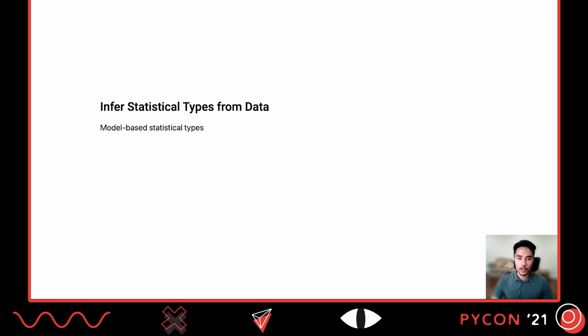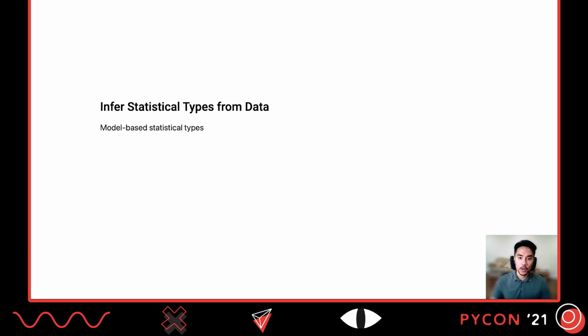And finally, maybe the wackiest idea is to infer statistical types from data. And the rationale behind this is that it's not always the case that my data can be neatly categorized by the theoretical statistical distributions we know about today. For example, image data or natural language data might be drawn from a very complex manifold that would be impossible to write down manually.